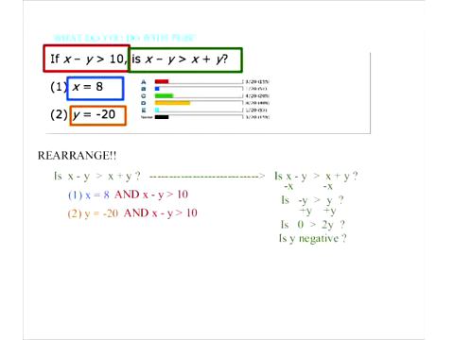So the real question we're trying to answer is, is y negative? Give me a smiley face if you understand that this is actually the question being asked here. Give me the other face if you don't get that, smiley face if you do. Okay, so we've got one non-smiley face.